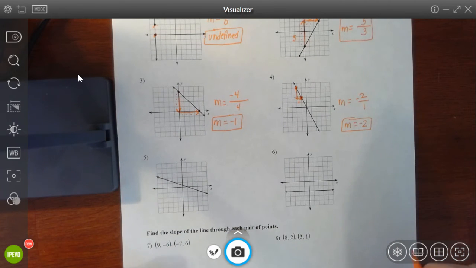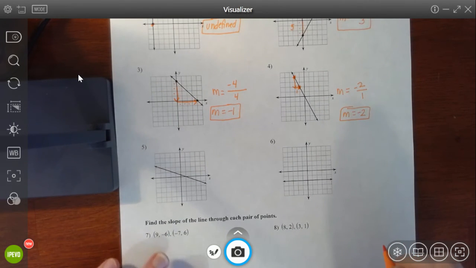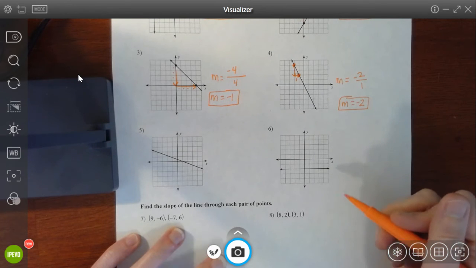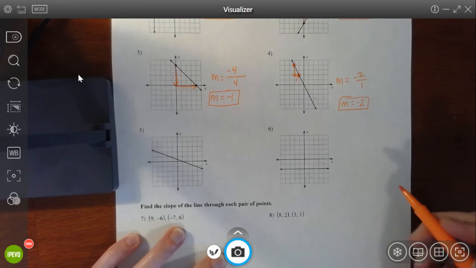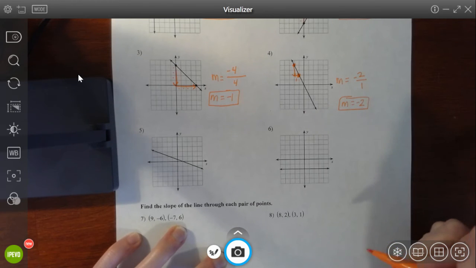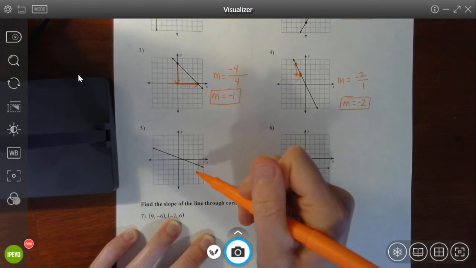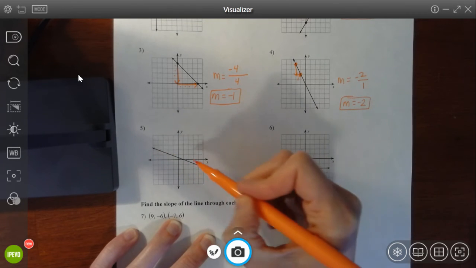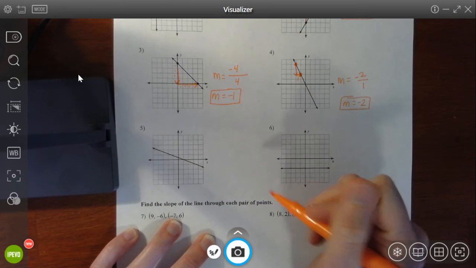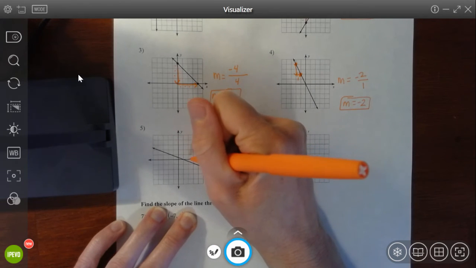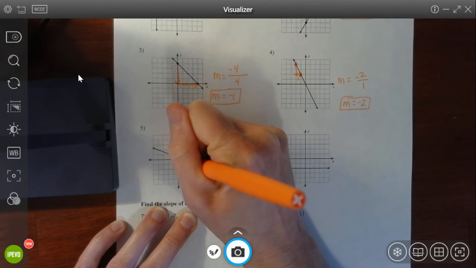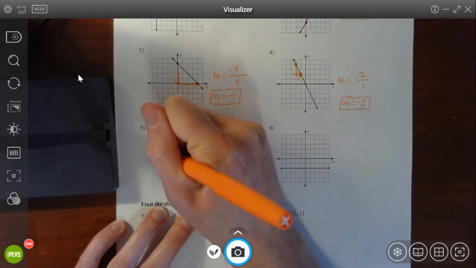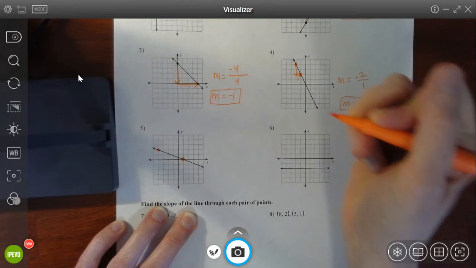Okay? Now, you can pick your points as close together or as far apart as you like. I try to find the 2 closest together. That way I don't have to do too much in terms of reducing my fraction. Okay? So same thing in number 5. I should be predicting that I'm going to get a negative slope because my line is decreasing as I move from left to right. I'm going to try to find 2 good points to use. I see one right there. And as I move, I can see a second point right there.